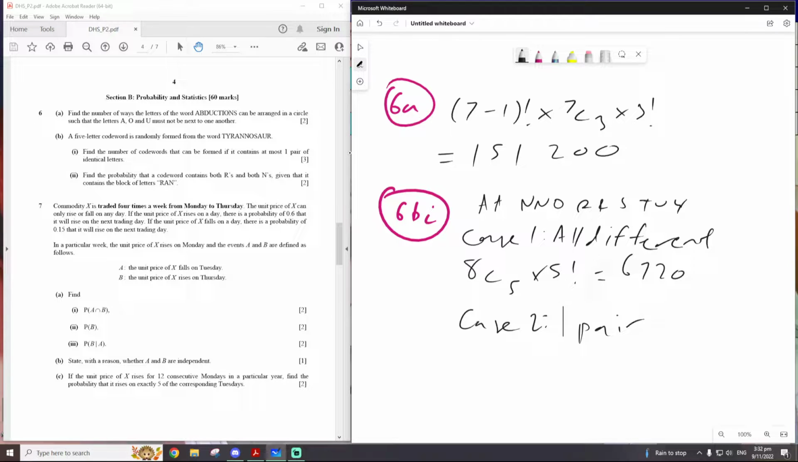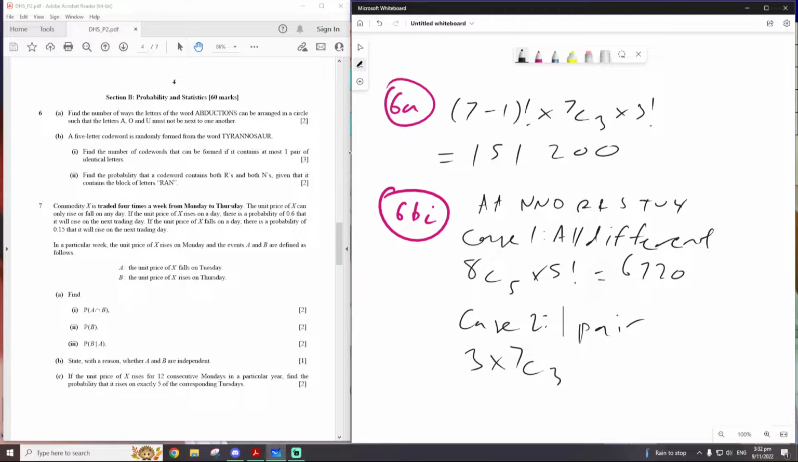1 pair. Okay, so there are 3 possible pairs you can choose. So we take 3 times, there are 7 other types of letters, and you need to choose each of them exactly once. So you do 7 choose 4. Wait, no, 7 choose 3, because there are only 3 more letters to choose. 2 of them are the repeated letters already.